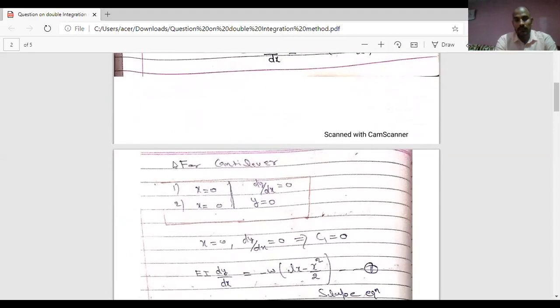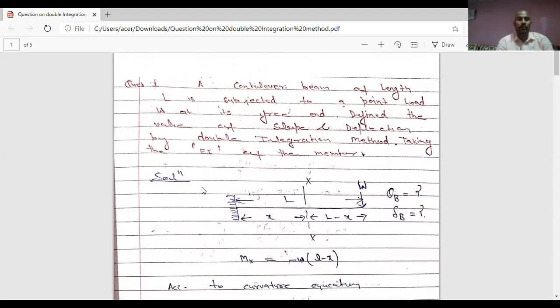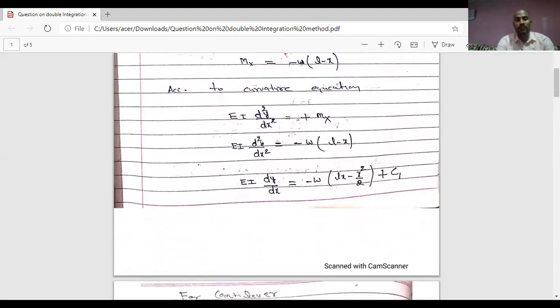Here we see, for a cantilever beam, the first condition is: if we put x equal to 0, dy by dx equals 0. That means at a distance x equal to 0, our slope will be 0. Dear students, we know that at a fixed end of a beam there is no slope and no deflection. That's why dy by dx equals 0 and y equals 0 at a distance x equal to 0. X starts from here. So if we put x equal to 0, slope and deflection are both 0.